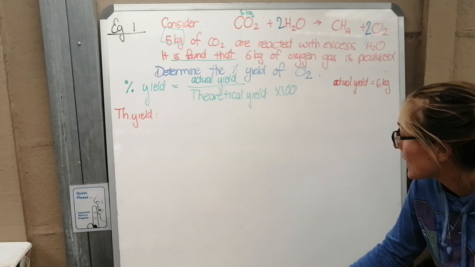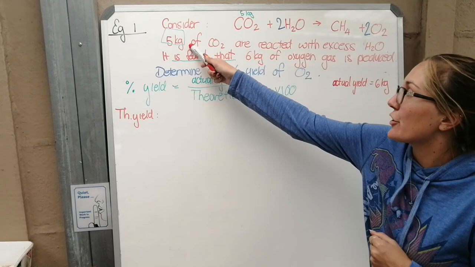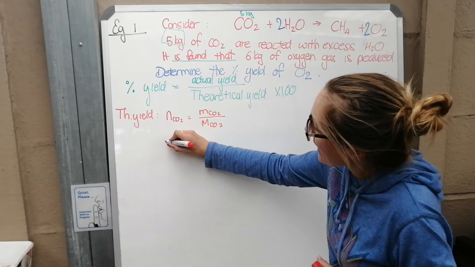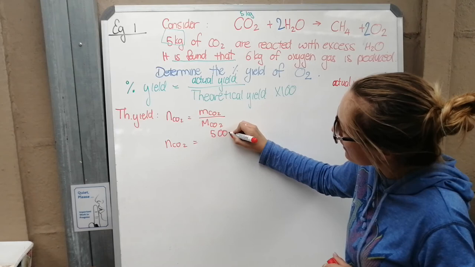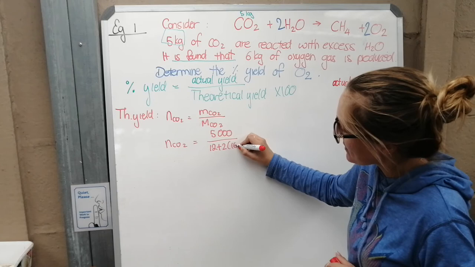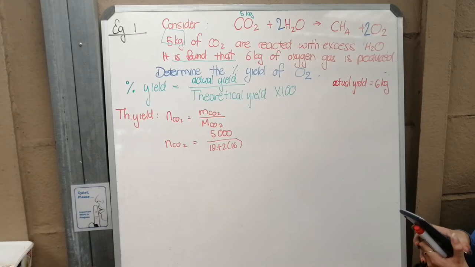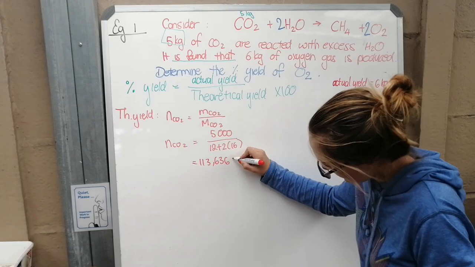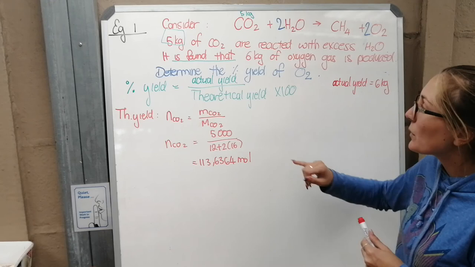Let's go ahead and determine the mass of oxygen that should be produced from 5 kilograms of carbon dioxide. The number of moles of CO2 equals the mass of CO2 over the molar mass of CO2. We know the mass of CO2 is 5 kilograms, remember to convert, and the molar mass of CO2 is 12 plus 2 times 16. That gives us the number of moles of carbon dioxide: 5,000 divided by 44, which is 113.6363. I'm just going to call it 113.6364 moles. And so now we know the number of moles of carbon dioxide.